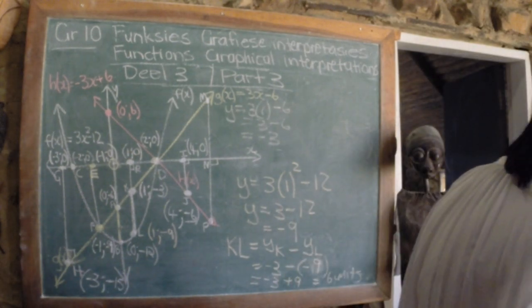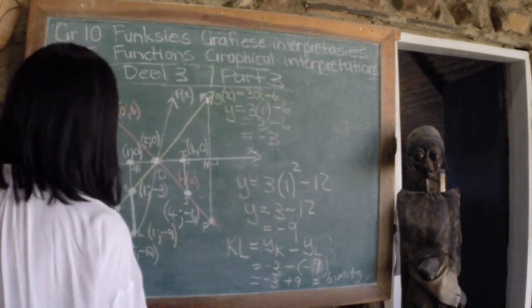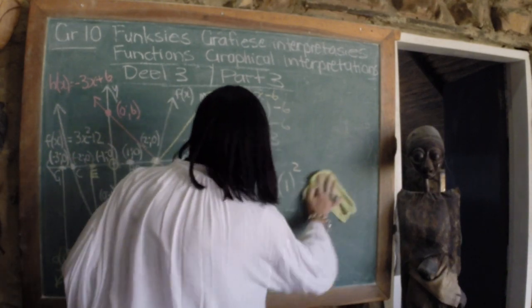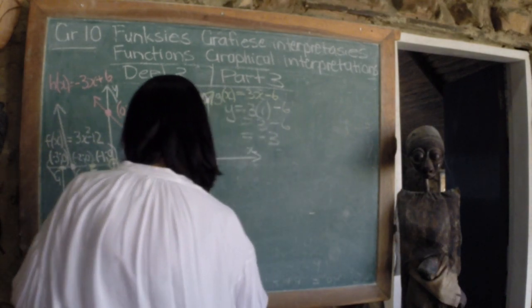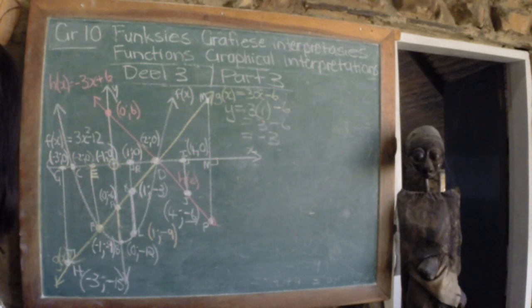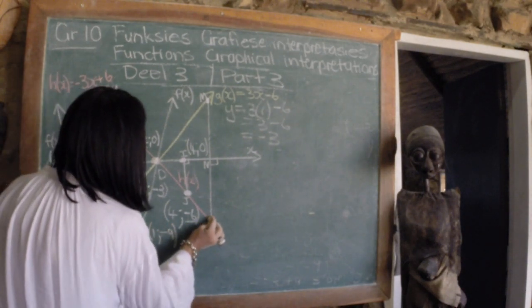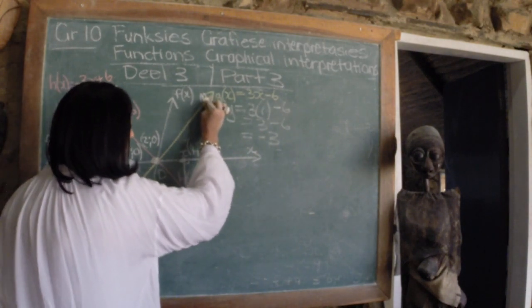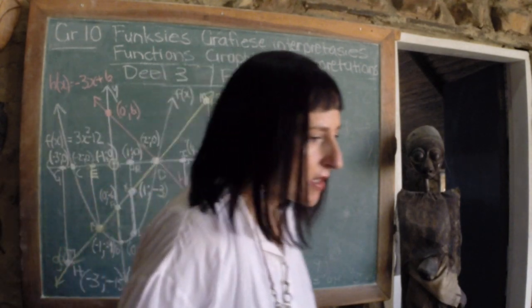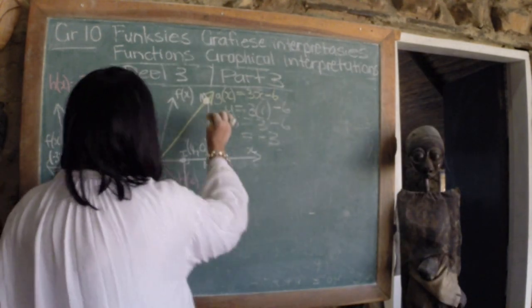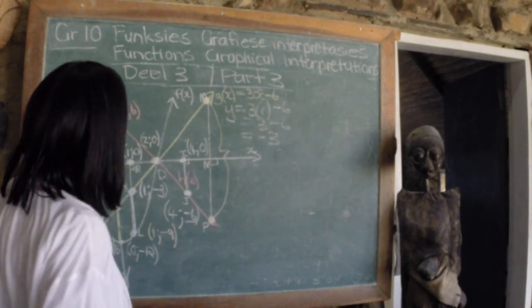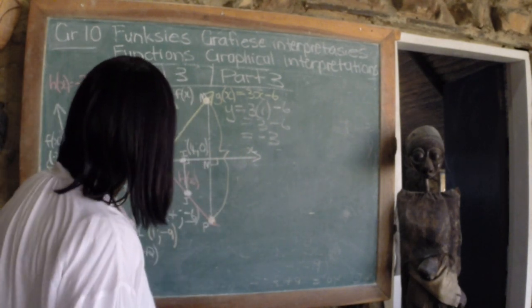Dan, they say that MP equals 18 units. MP. Ons gaan kyk waar is M en P. The point M and P, there we've got an M and a P over there, this distance. They say that that distance equals 18 units. From there to there equals 18 units.